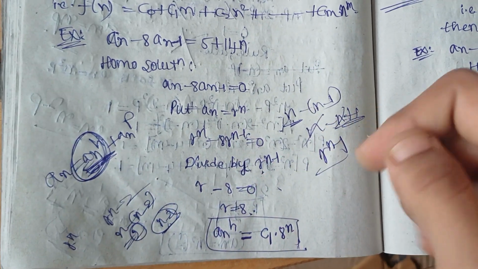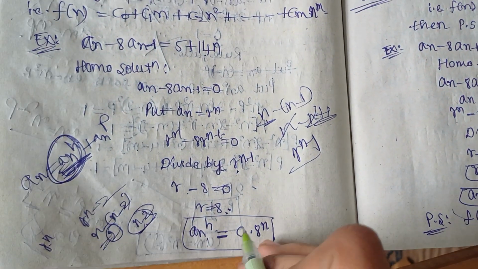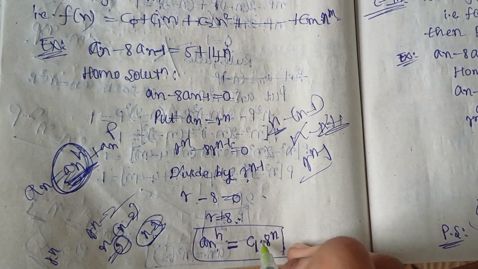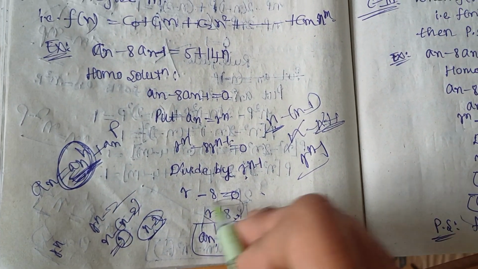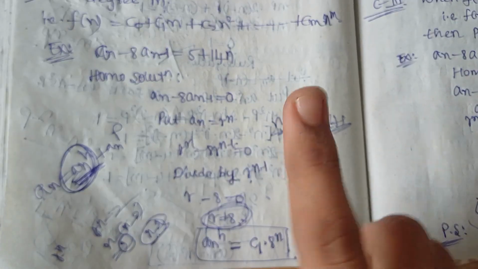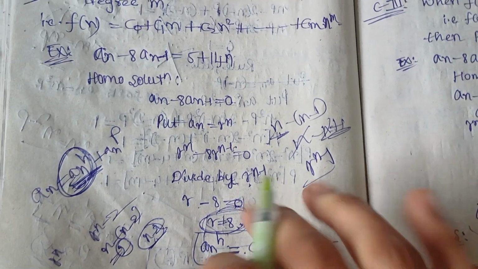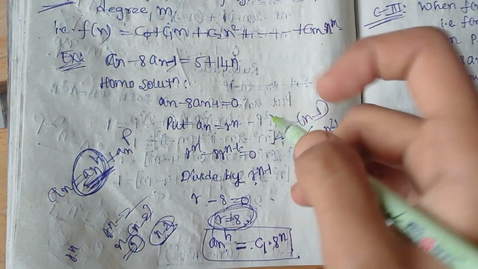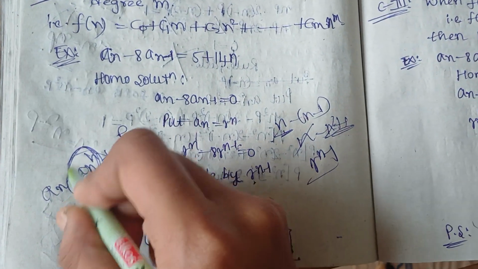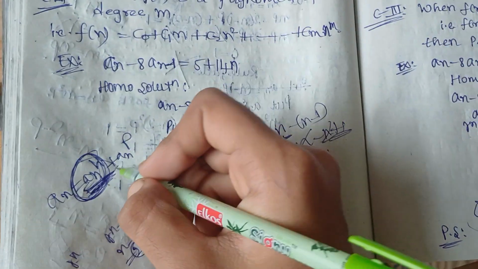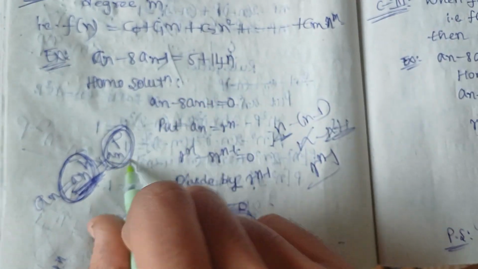So your homogeneous equation will be an power h, which is nothing but c1 into r1 power n, right? So since here you are having only r value as 8, so an power h is equal to c1 into 8 power n. Now we have finished finding this an power h, and now our task is to find an power p, that is particular solution.